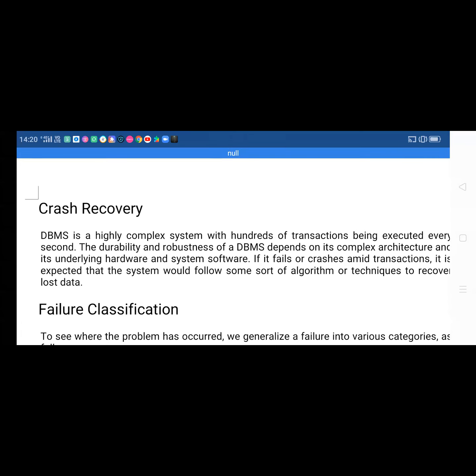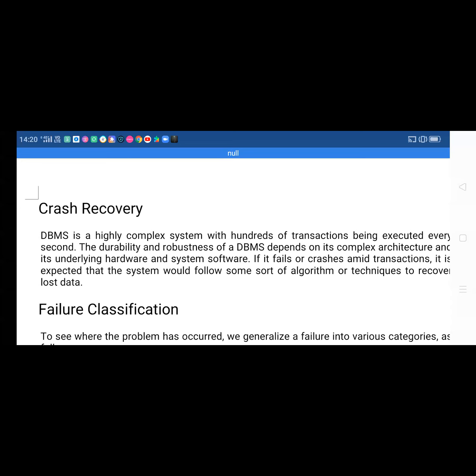Okay, and I will focus on the second part of the last unit, that is storage and indexing. I will discuss the topics from tomorrow onwards, from storage and indexing. If it is possible, I will try to start the topic today. First of all, we see what crash recovery is.